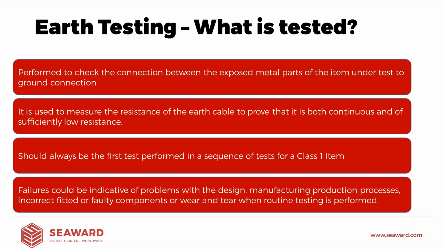So as we've already said, failures could be indicative of problems with either the design or any of the manufacturing production processes. It could be due to incorrectly fitted or faulty components, or, as we've said, wear and tear when routine testing is performed. As a product's being used, the cable's being pulled and pinched, etc. So, over time, that could potentially make the product weak. So the earth bond test is flexible. It does have multiple uses and can prove a number of things.